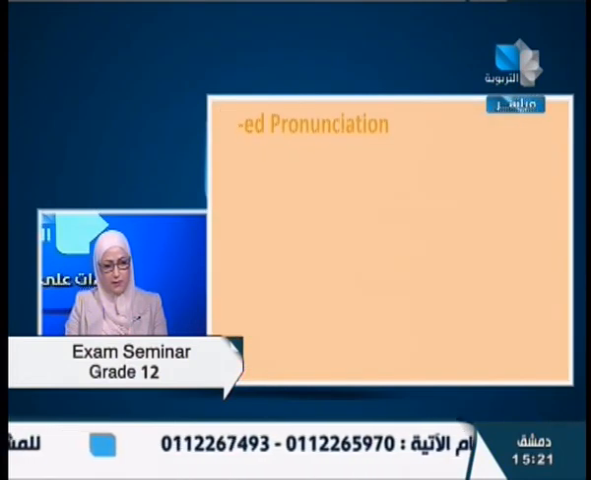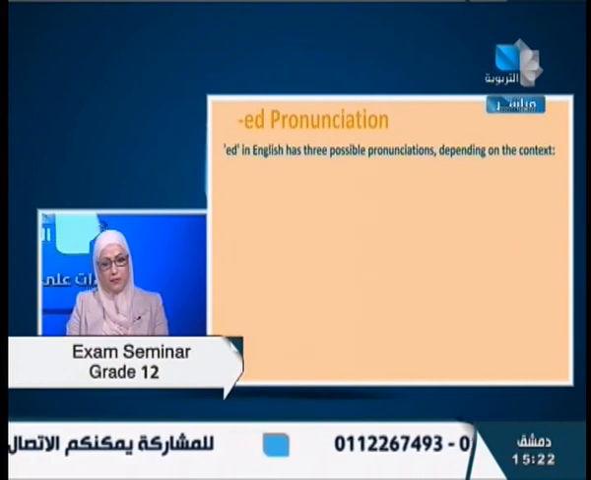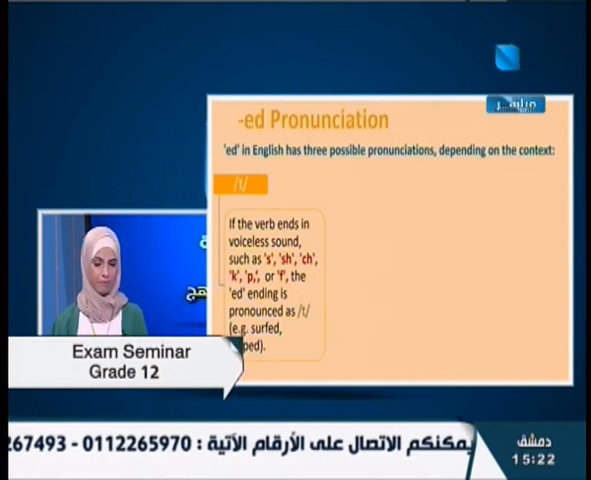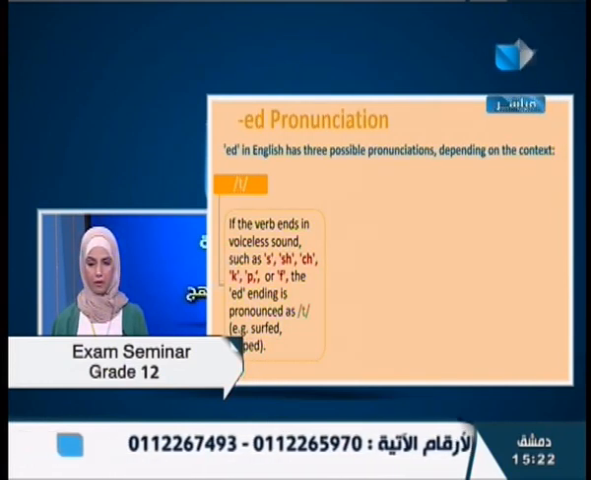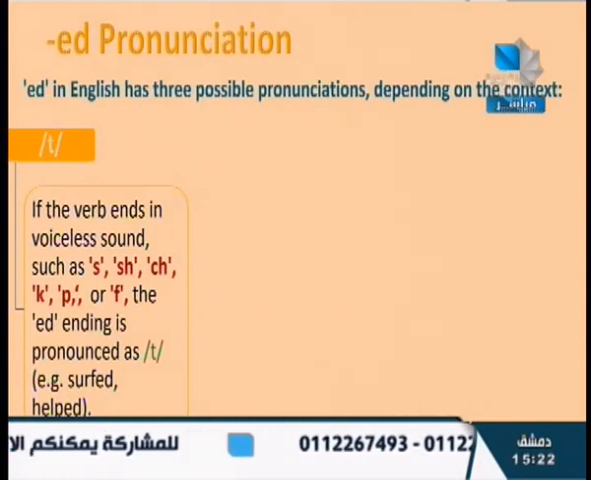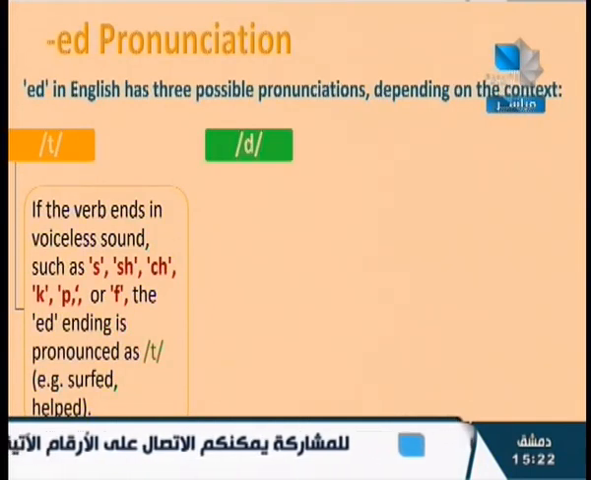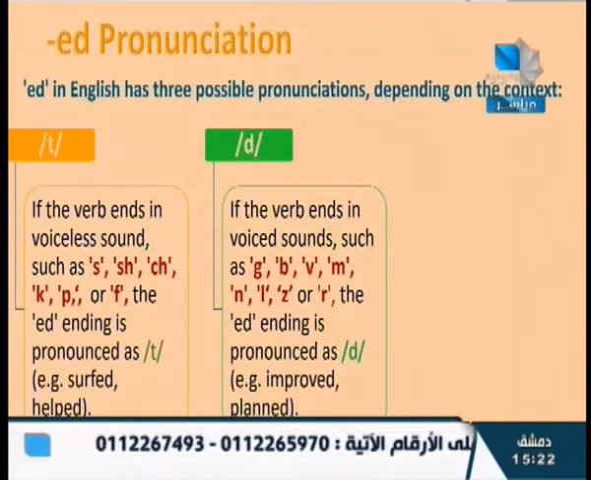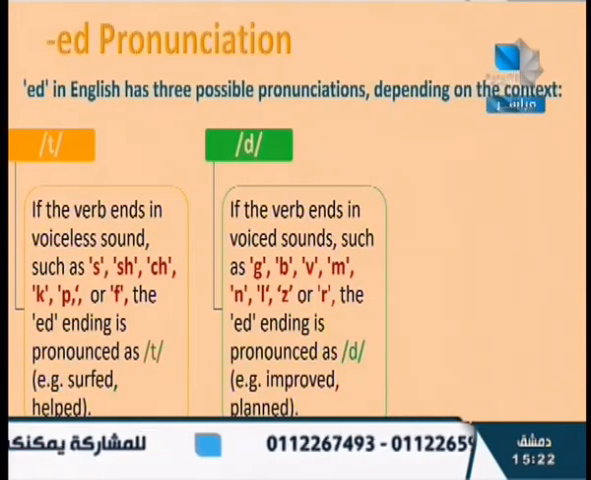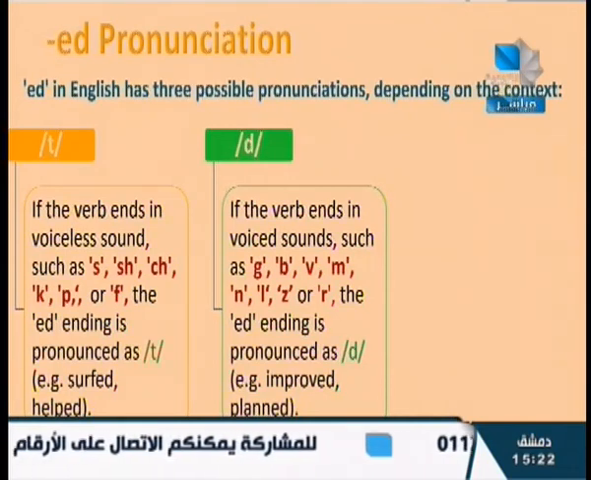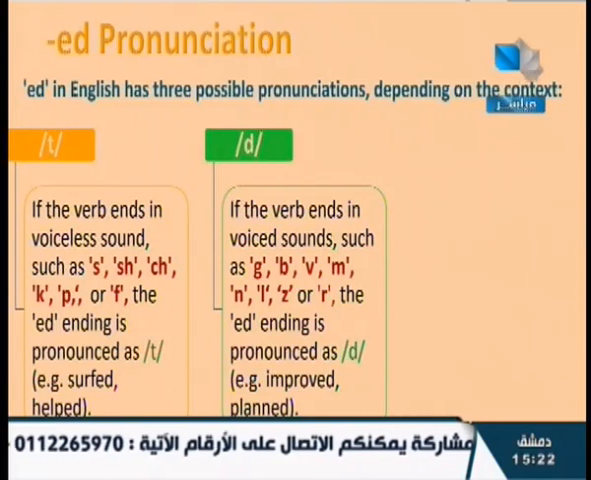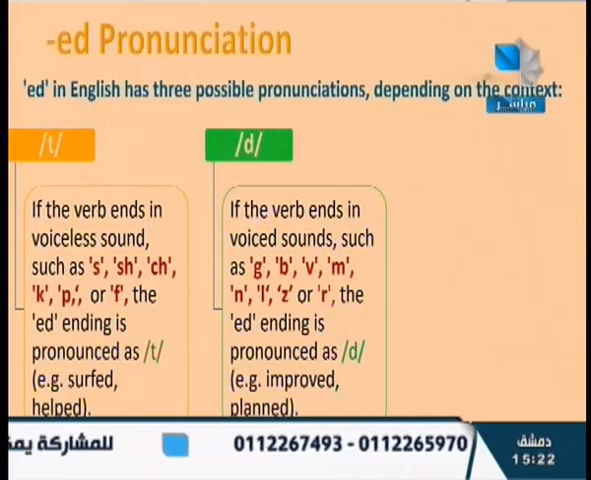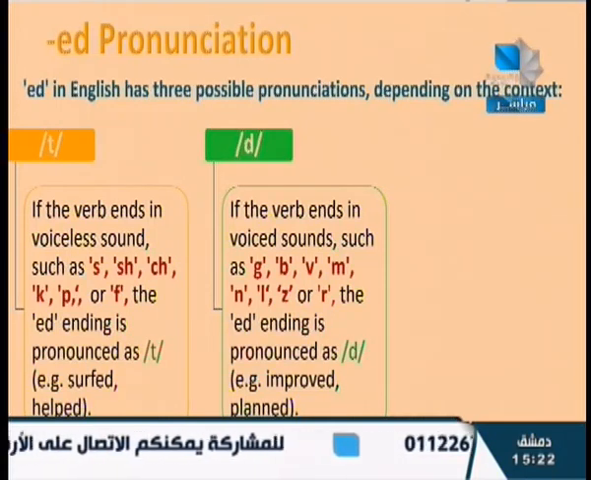What else? ED pronunciation, Ms. Wala, please. The ED pronunciation depends on the final sound of the base form of the main verb. We have 3 different pronunciations: T, D, or id. The first one, T sound. We pronounce ED like T if the verb ends in voiceless sounds, such as the consonants S, CH, SH, K, P, or F. The ED ending is pronounced as T, for example, served or helped.